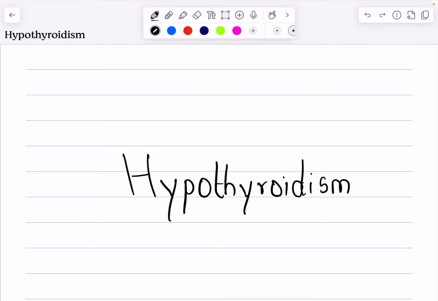In this table, genetic causes of congenital hypothyroidism are given. From this table, if you want to remember something, try to remember these four genes.